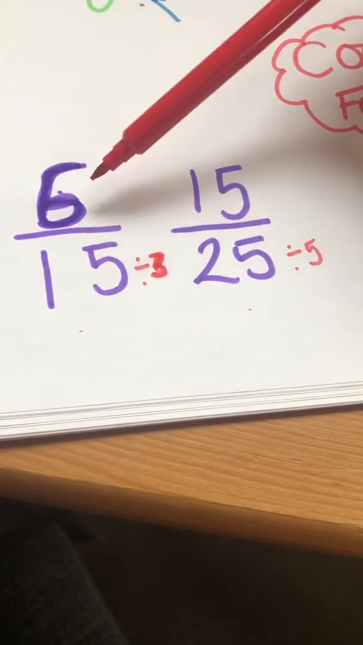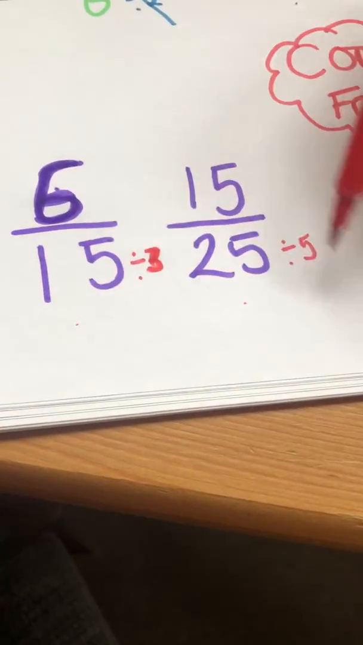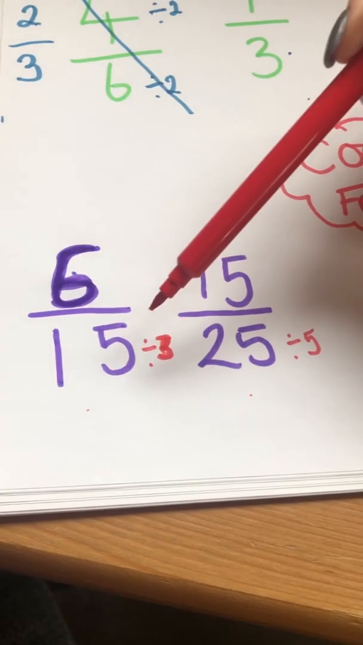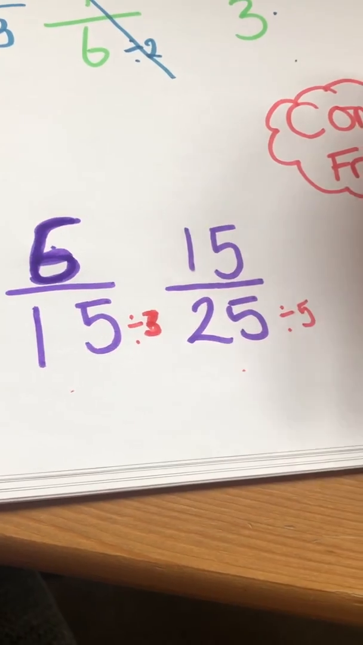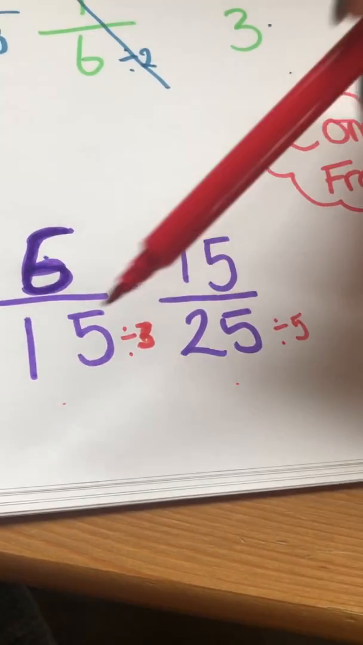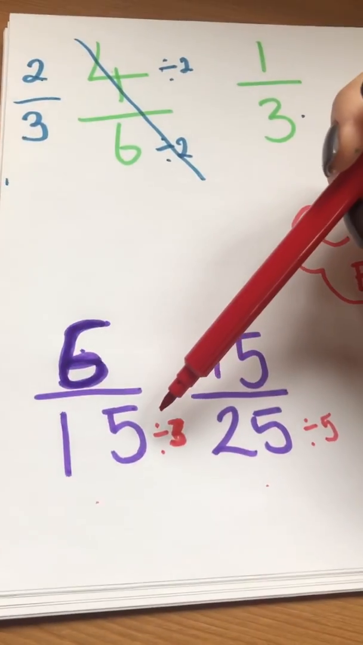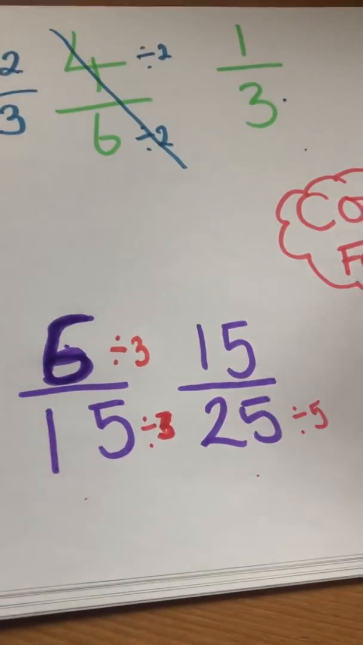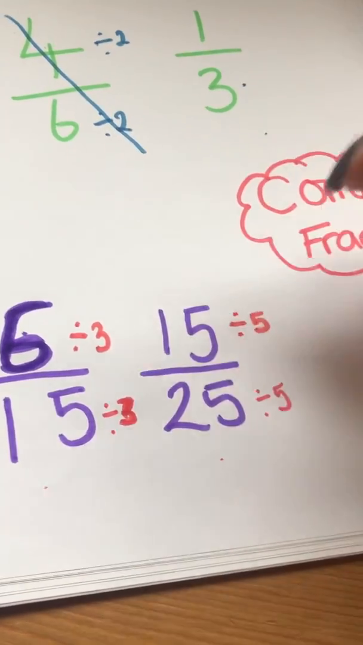Okay, so my next two fractions are 6 over 15 and 15 over 25. Now, in order to convert both of these into the same denominator, I need to make sure that I am dividing them by the right number. Now, my lowest common multiple for both of these fractions is going to be very different. For example, I know that 5 goes into both of these. So to make both of the denominators 5, I need to divide this by 3, which means I also need to divide this by 3. And I'm going to divide this by 5, which means I also have to divide this by 5.